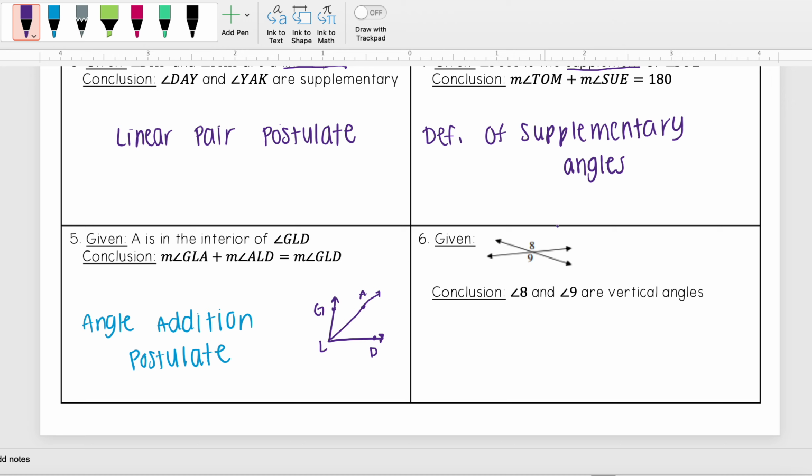Now this last one I'm just given a picture. So I'm given this, angle 8 and angle 9. My conclusion is that angle 8 and angle 9 are vertical angles. And that comes from the definition of vertical angles.